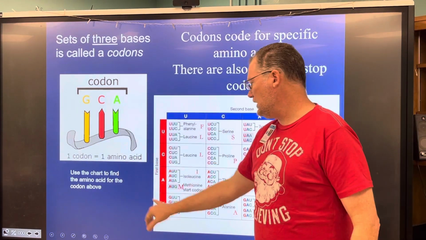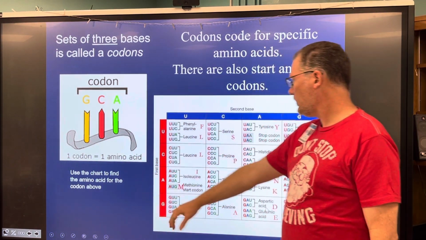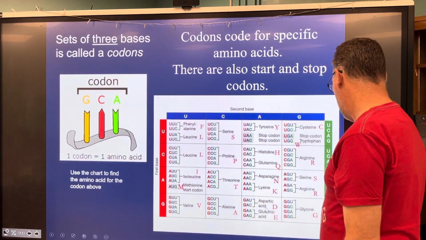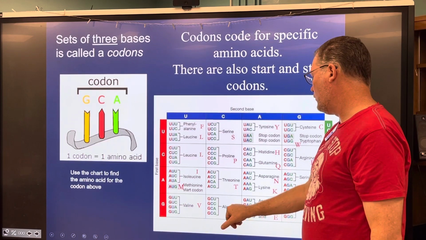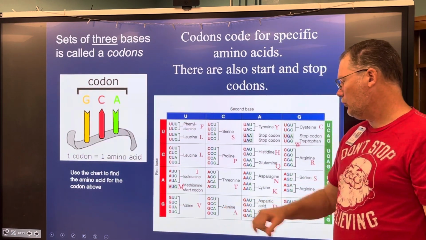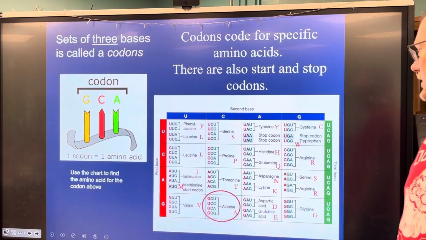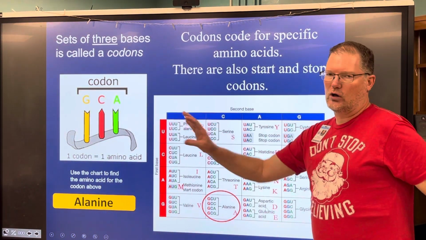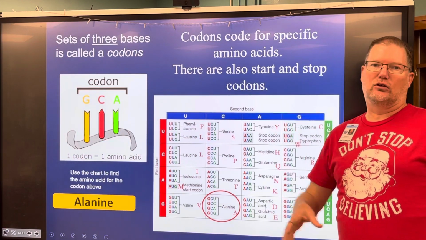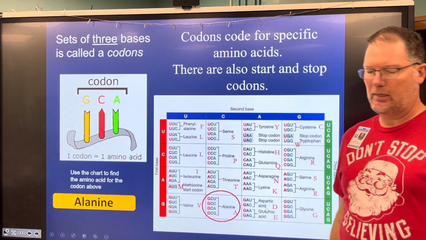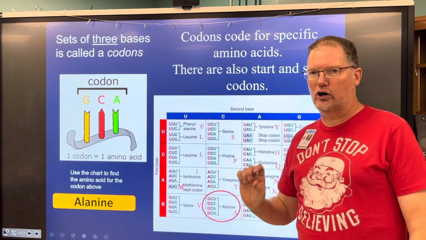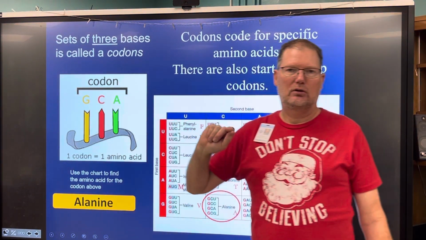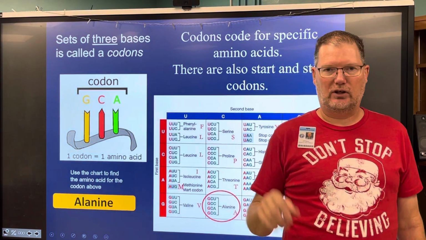So you're going to go to G and C, and any of them code for the same thing, which is alanine. So alanine is going to be the amino acid that codon is a signal for. And only the transfer RNA that can meet up with these shapes will have alanine on it. So like a lock and key.